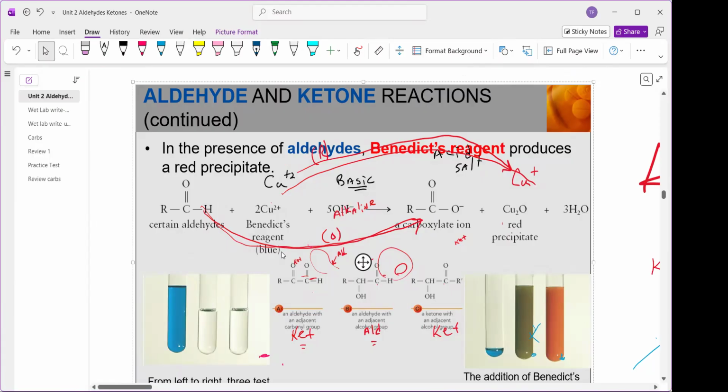Okay, so we've got aldehyde being oxidized to again, the acid salt. And the copper +2 goes to copper +1.